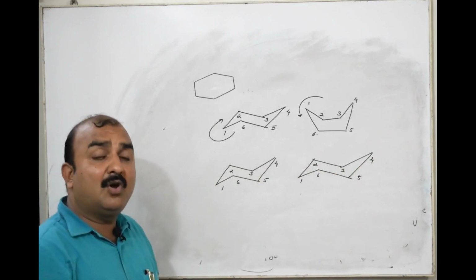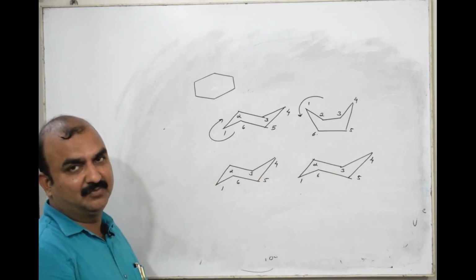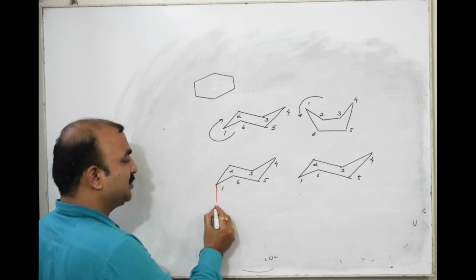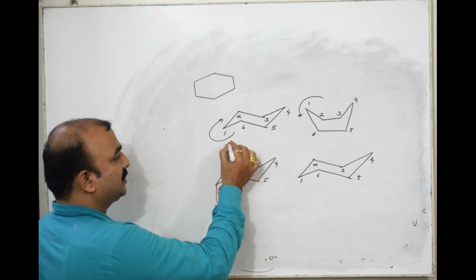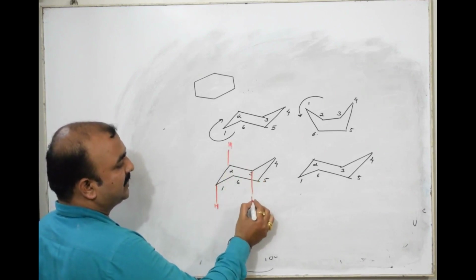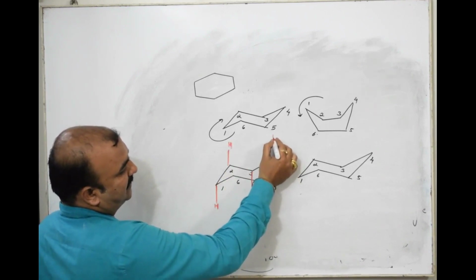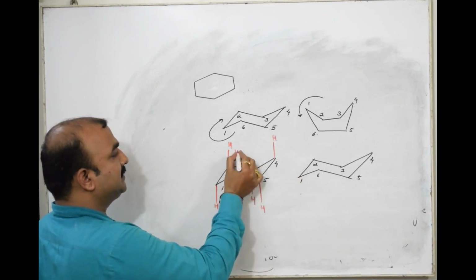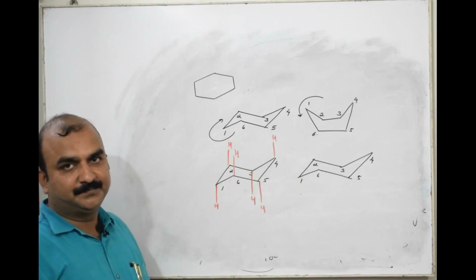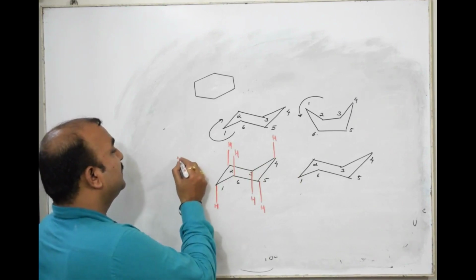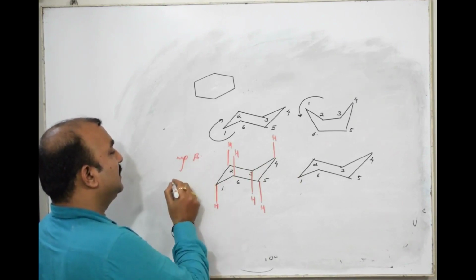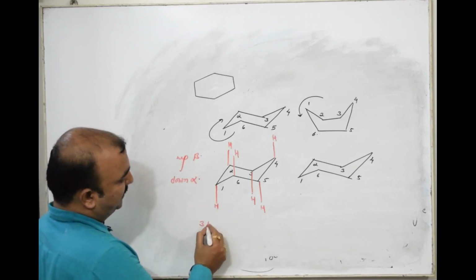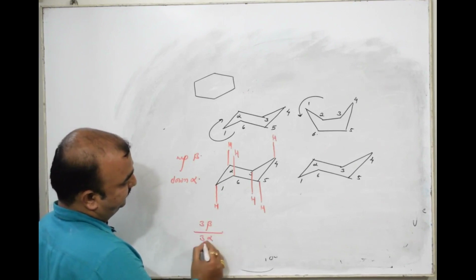First of all, we will draw all axial. What is meant by axial? Which is perpendicular to the plane. So first is axial down, second is axial up, third is axial down, fourth is axial up, fifth is axial down, sixth is axial up. Up is known as beta and down is known as alpha. So 3 beta and 3 alpha.